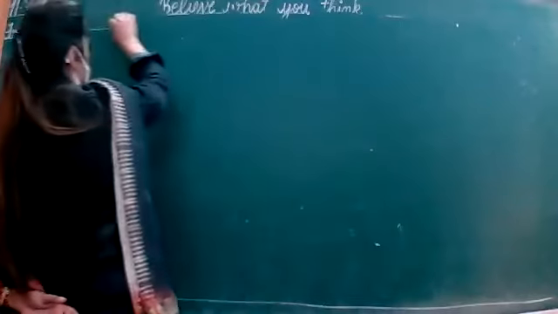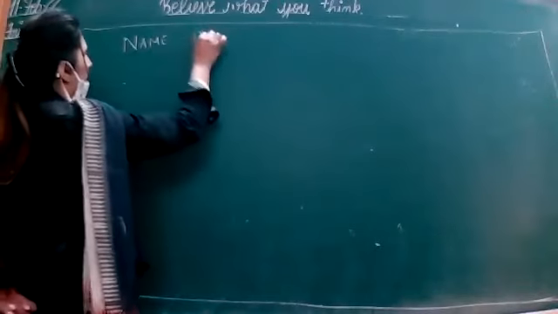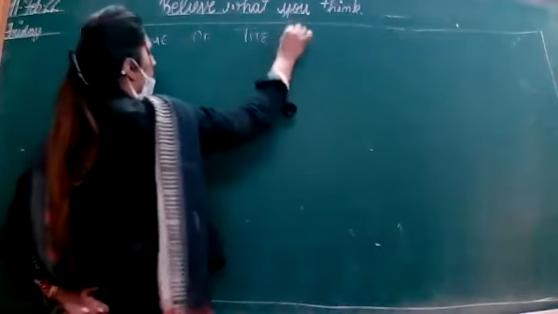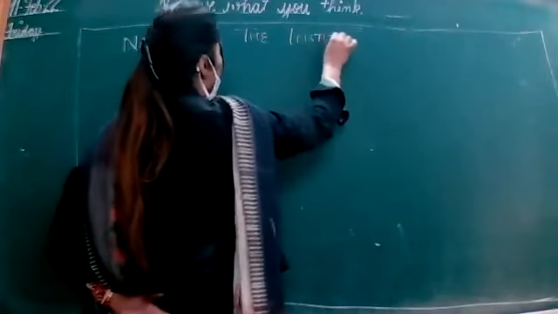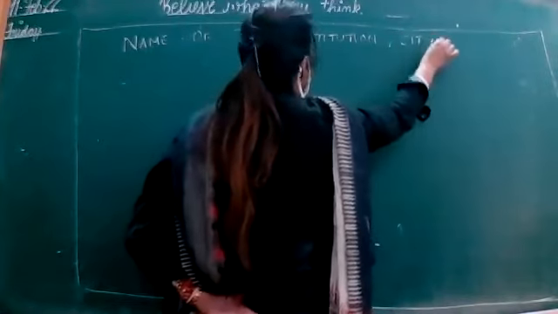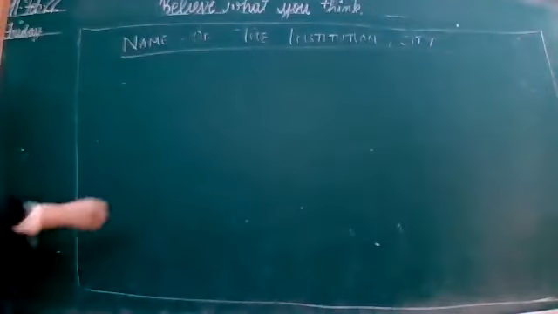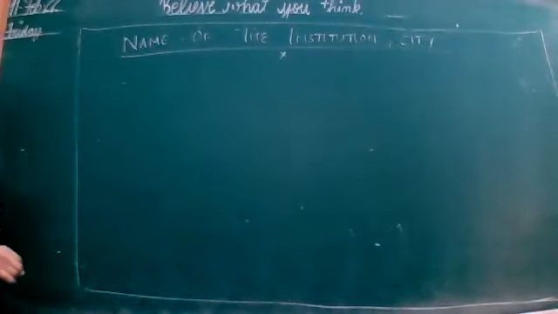First of all, you will draw a box. At the top, write down the name of the institution issuing the notice, and a comma, city also. It must be in the center. You can underline it. Then leave one line.